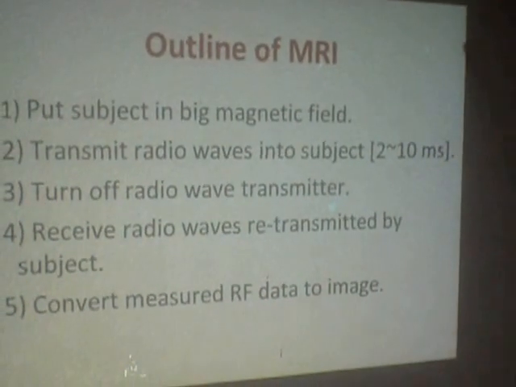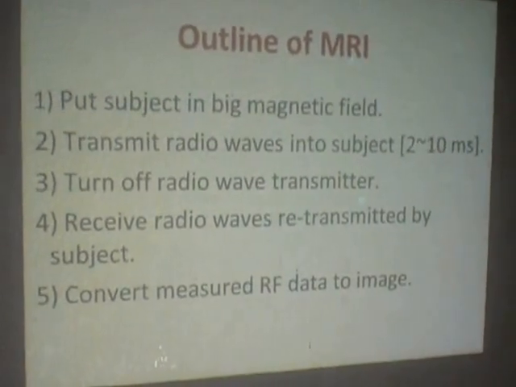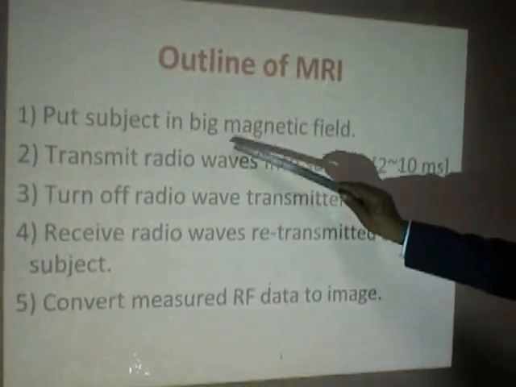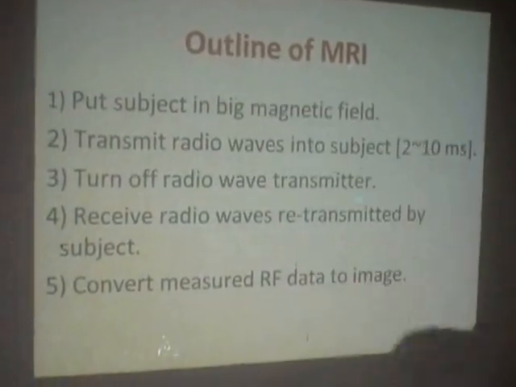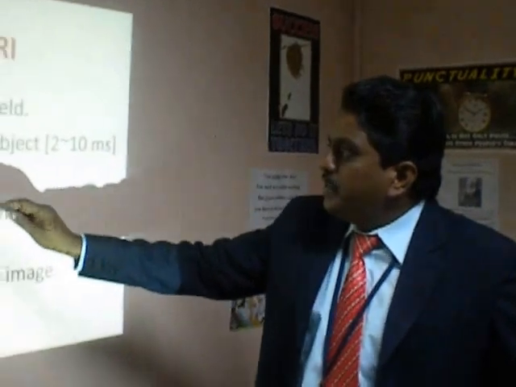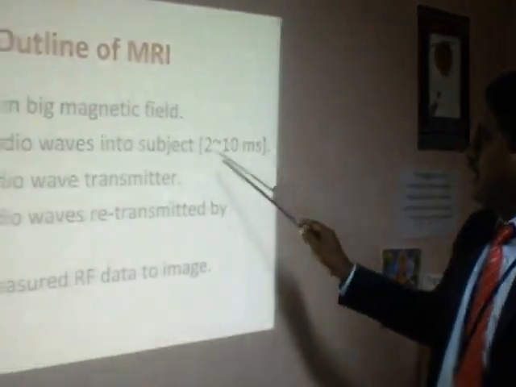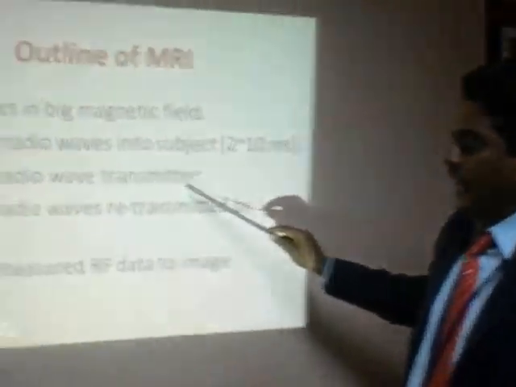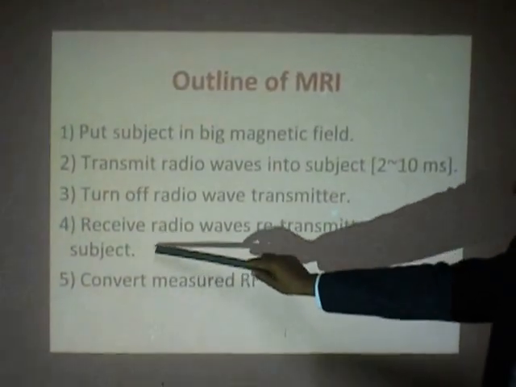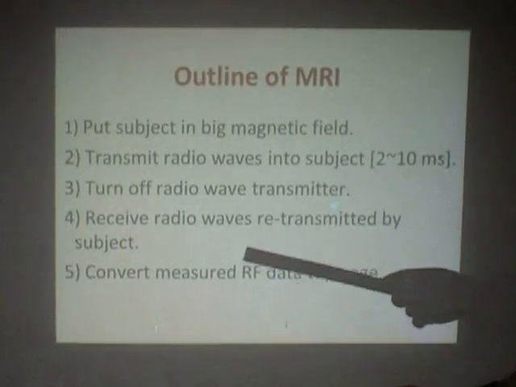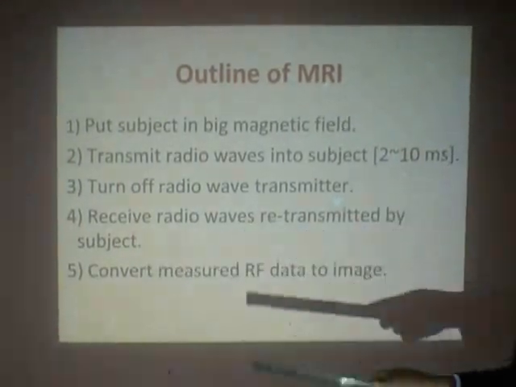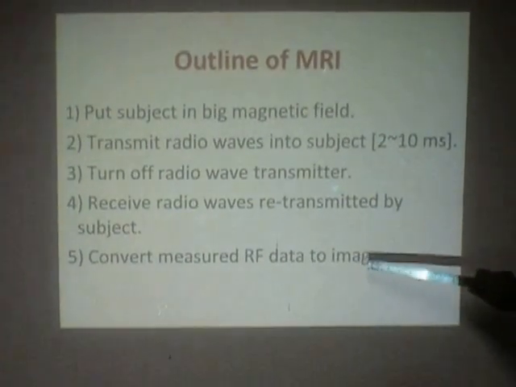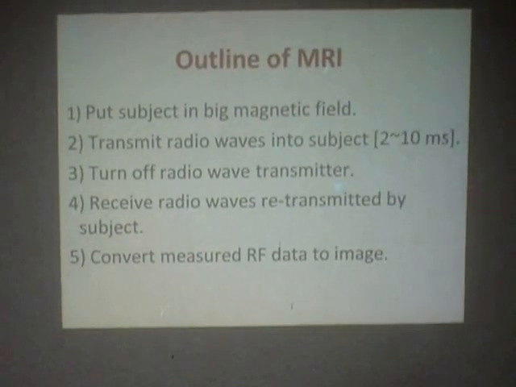Now let us move into the short outline of MRI. First, put the subject in a big magnetic field, where the subject is a human body. Then transmit radio waves into the subject for a period of 2 to 10 milliseconds. Then turn off the radio wave transmitter. Now receive the radio waves retransmitted by the subject, that is by the human body. Now finally convert the measured RF data into the image. The final image is called the MRI image.